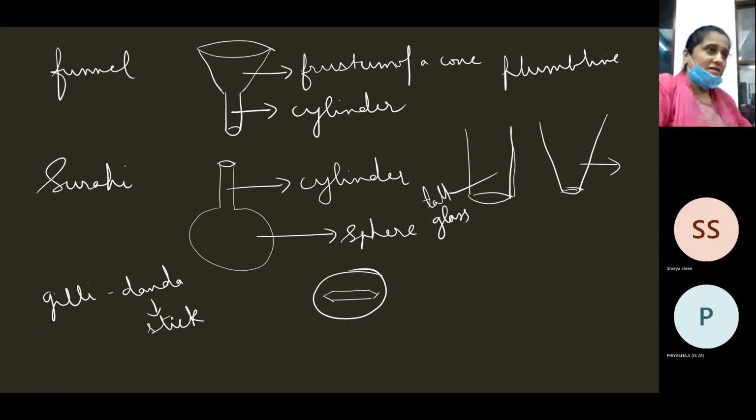There's a long thread, and at the end of the thread below, you see this plumb line. So it's suspended by a thread. Okay, the plumb line is suspended by a thread.